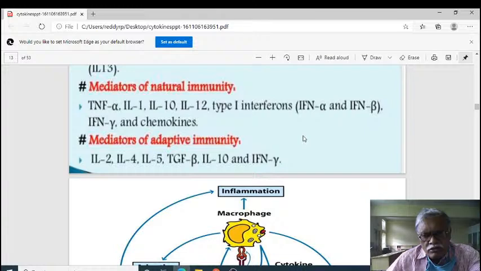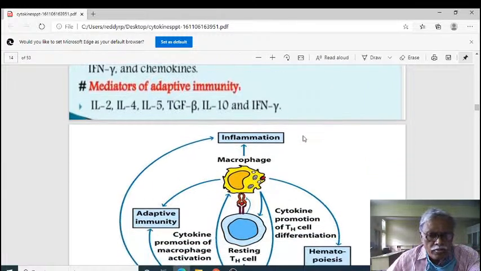Type 1 interferon is interferon alpha and interferon beta, interferon gamma and chemokines. The mediators of adaptive immunity are interleukin 2, interleukin 4, interleukin 5 and tumor growth factor beta and interleukin 10 and interferon gamma.